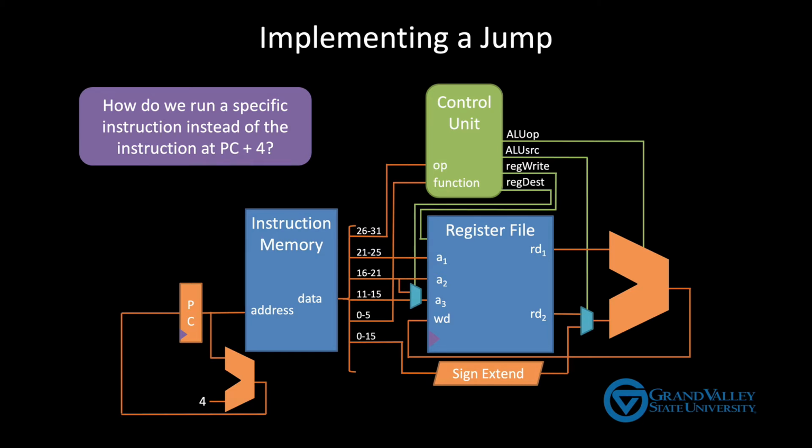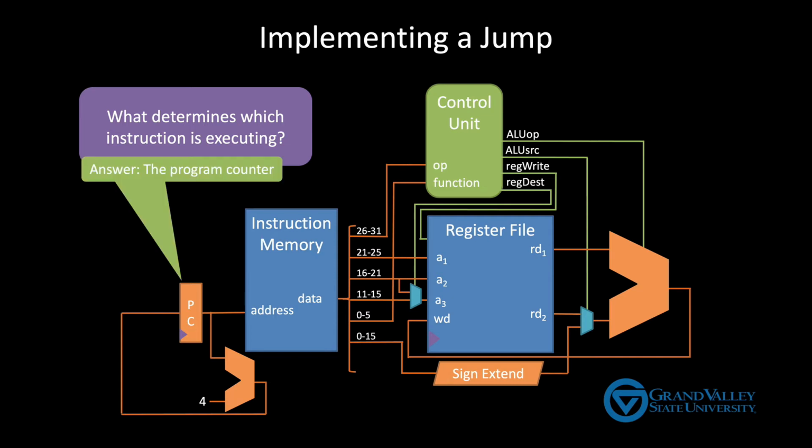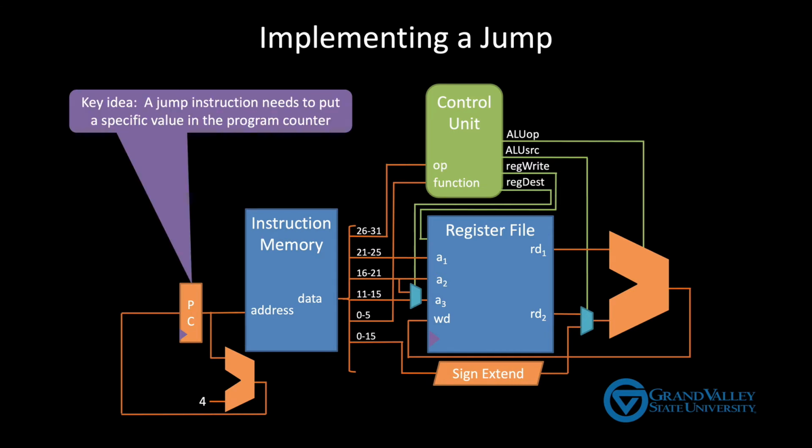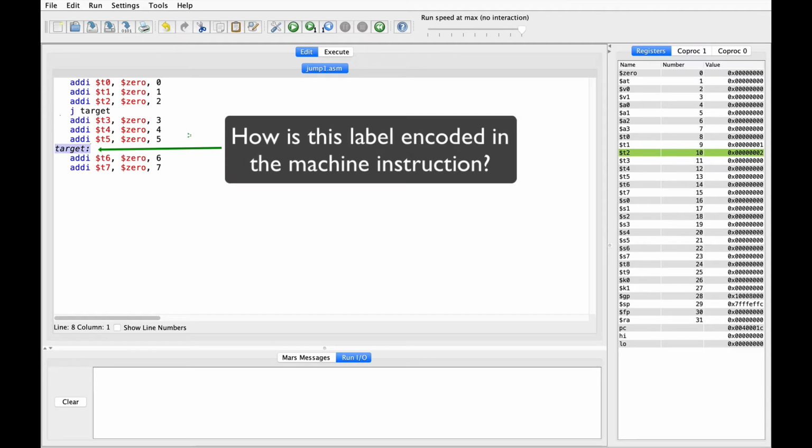Okay, so if you didn't quite figure it out, think about it this way. What part of the CPU determines which instruction is being executed? Well, the program counter. The key idea is that the jump instruction needs to put a new value in the program counter. All right, so what is this new value? How do we specify which instruction we're jumping to? The assembly code uses a label, but how do we encode the label in a machine instruction?